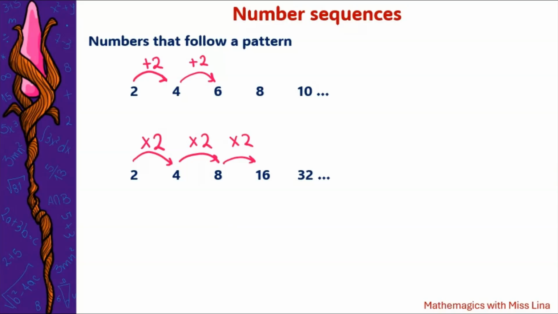And there could be even more complicated ones. The rule could be you multiply by 5 and then subtract 2. 2 times 5 is 10, minus 2 is 8. And then 8 times 5 is 40, minus 2 is 38. And then 38 times 5. Okay, this is getting complicated. Let's just focus on the easiest ones, with addition and subtraction.